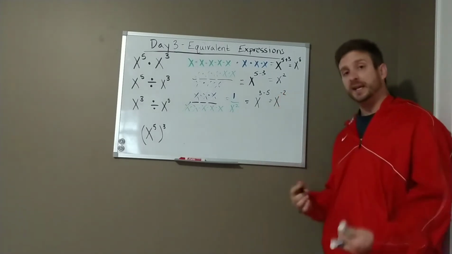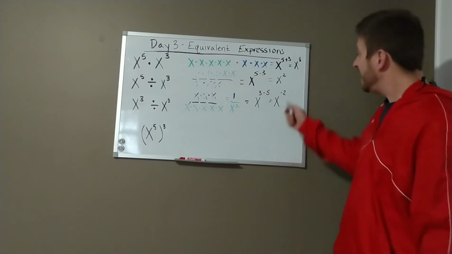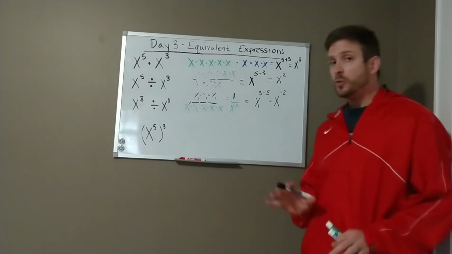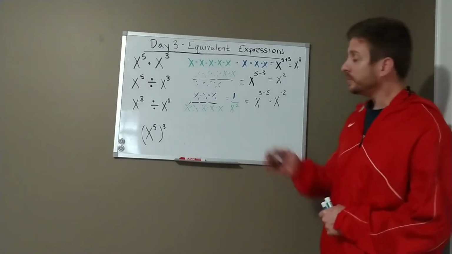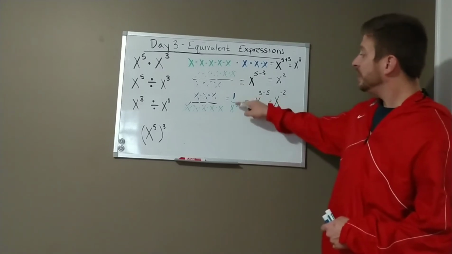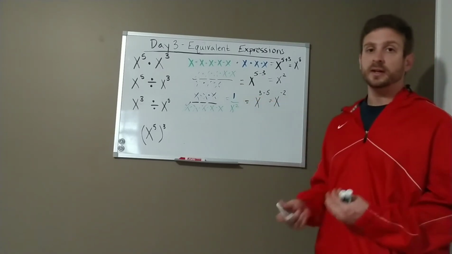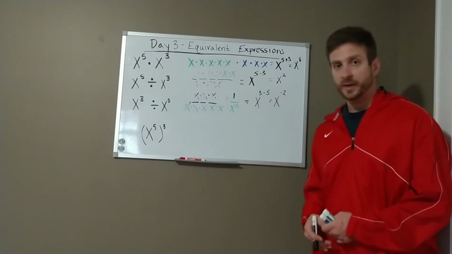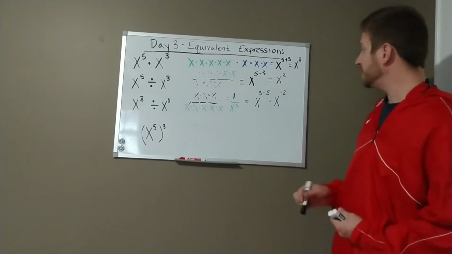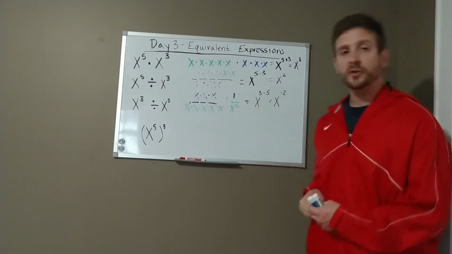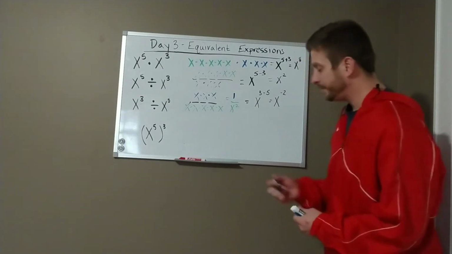And this is another big idea for properties of exponents. Negative powers don't mean negative numbers. Negative powers mean the exponent is a part of a fraction. And so when you have a negative exponent, you take it to the other side of a fraction bar.